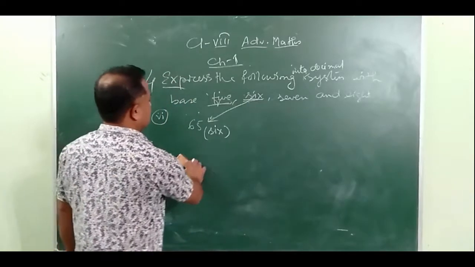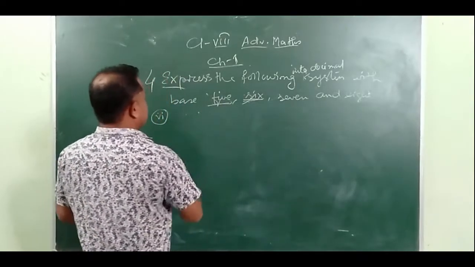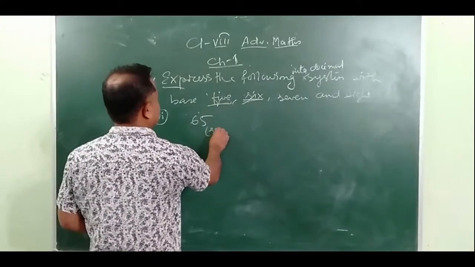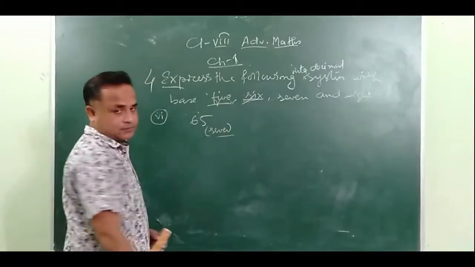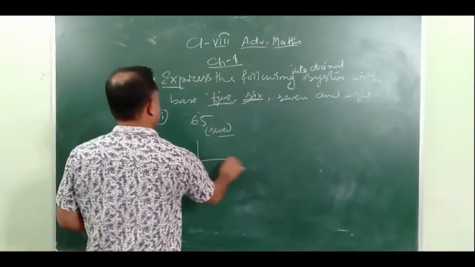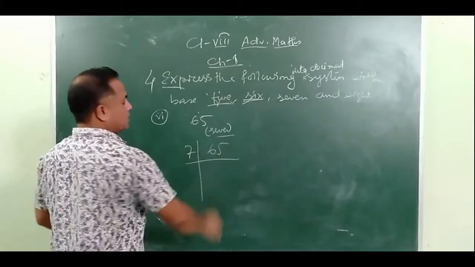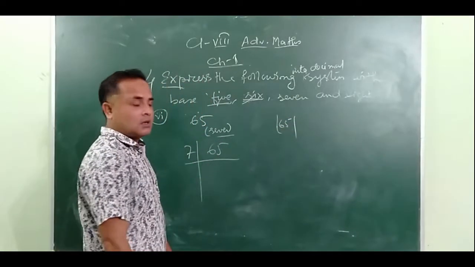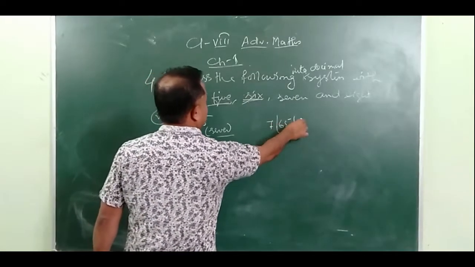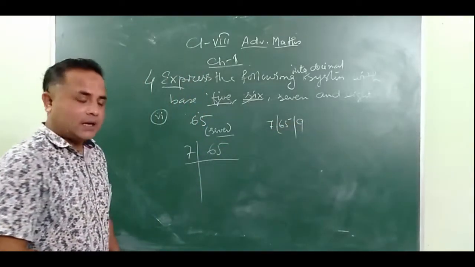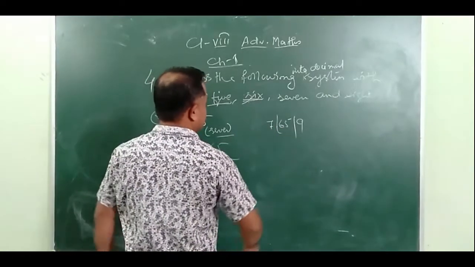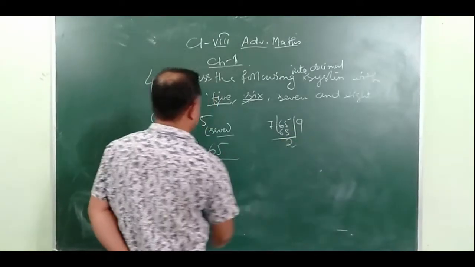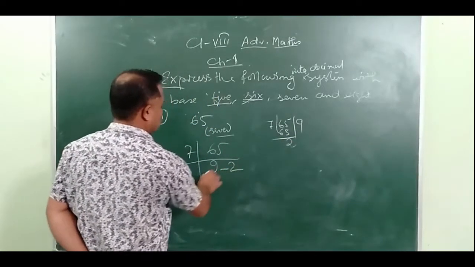Now again we will see 65 to base 7. Similarly, 65 you will divide with 7. 65 divided by 7, how many times does it go? 9 times, I think. 9 times 7 is 63. So the remainder is 2. 9, the remainder is 2.